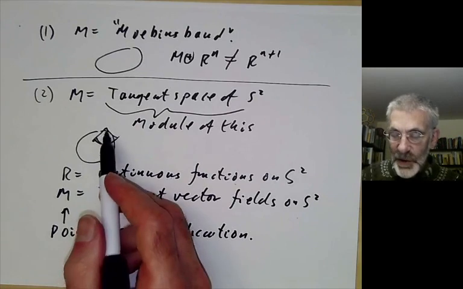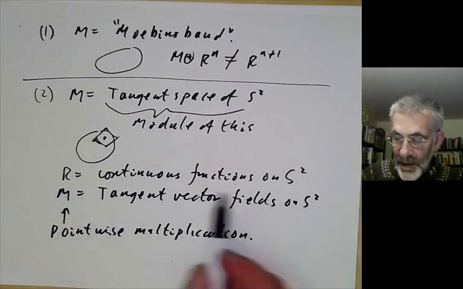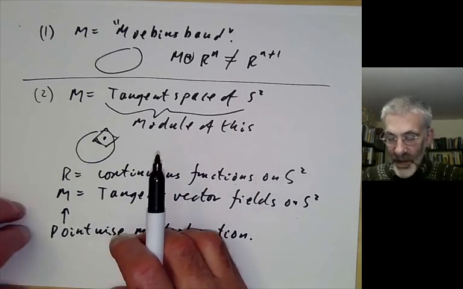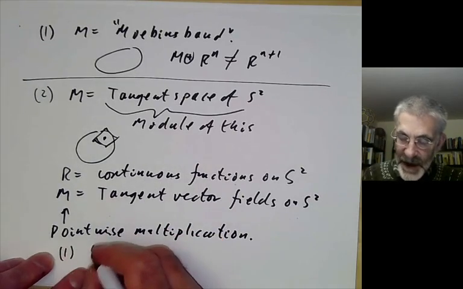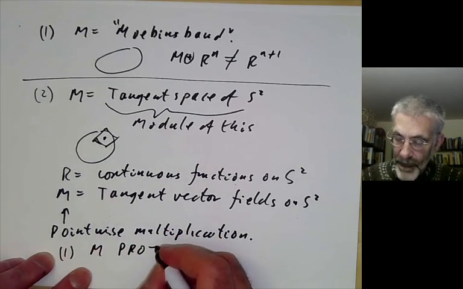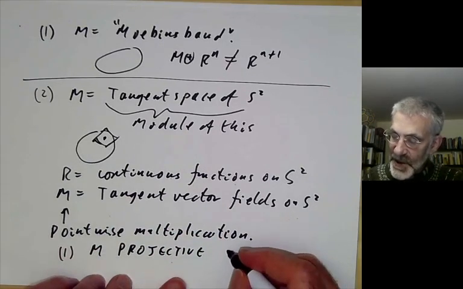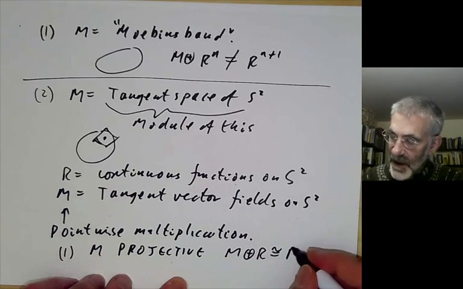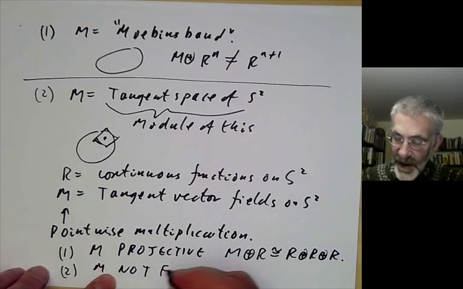So we've got a ring of continuous functions and a nice module over it. And what we want to do is to now show two things. First of all, we want to show that M is projective. And we're not only going to show that M is projective, but we want to show that M plus R is isomorphic to R plus R plus R. And the other thing we want to show is that M is not free.